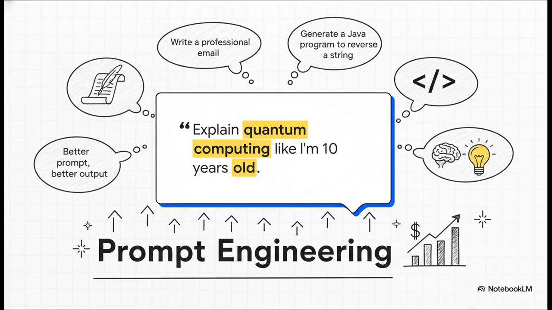And here is the golden rule you have to remember. The better your prompt, the better your output. Getting good at prompt engineering, which is that specialized skill of asking the AI the absolute right questions in the right way, is rapidly becoming one of the most valuable skills you can have in tech right now.